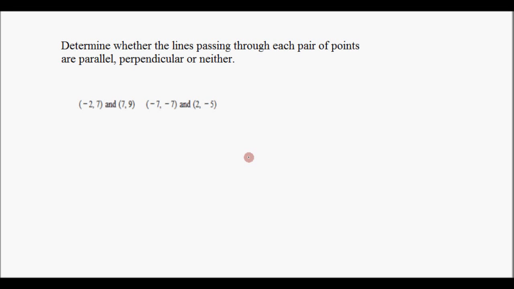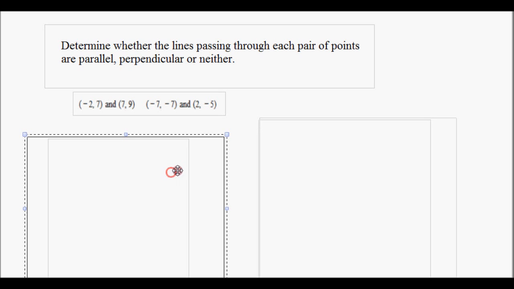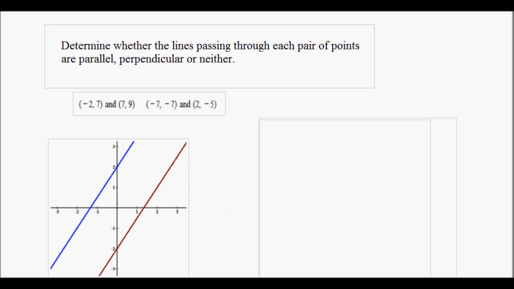Alright everyone, this one says determine whether the lines passing through each pair of points are parallel, perpendicular, or neither. Well, in order to answer that question, we have to understand a little bit about the relationship between parallel and perpendicular lines. So let's take a look at parallel lines here for just a second.